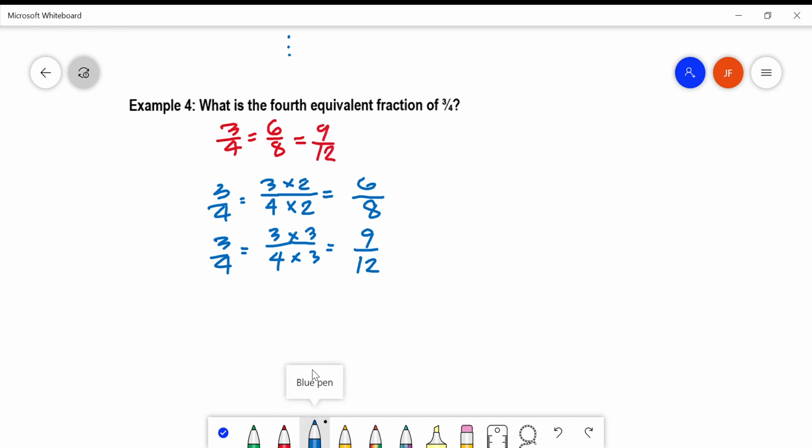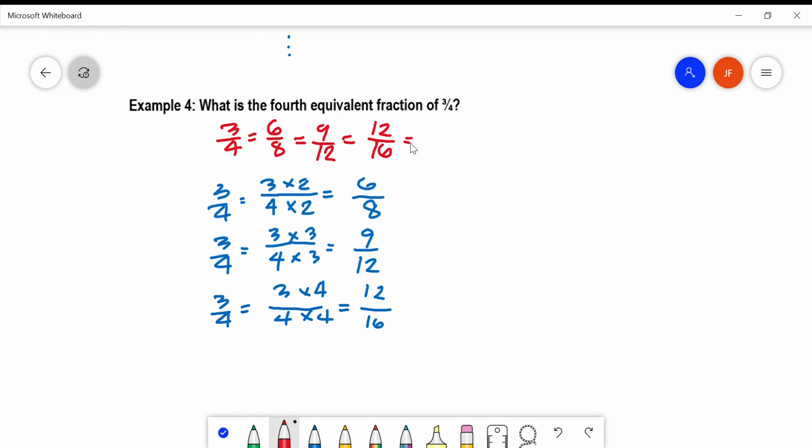And continuing up to the third equivalent fraction, so 3/4 multiplied by the same number, both the numerator and the denominator. So in this case, 4. So 3 times 4, that's 12. And this is 16, 4 times 4. So it's equal to the third fraction, which is 12 over 16.